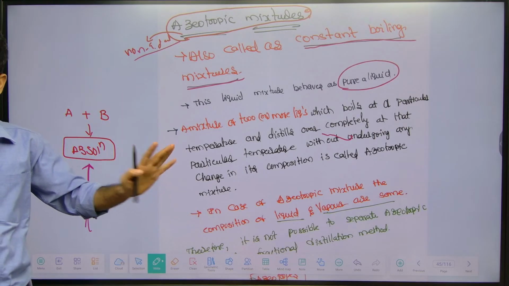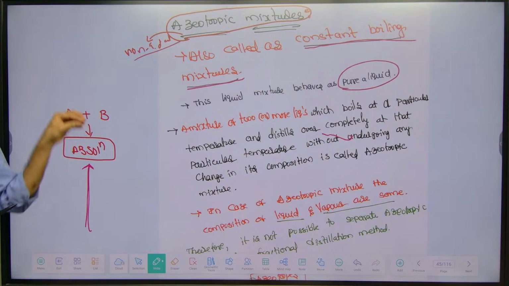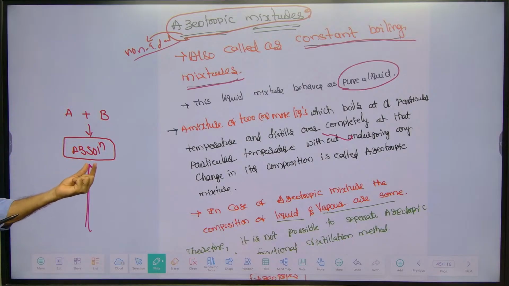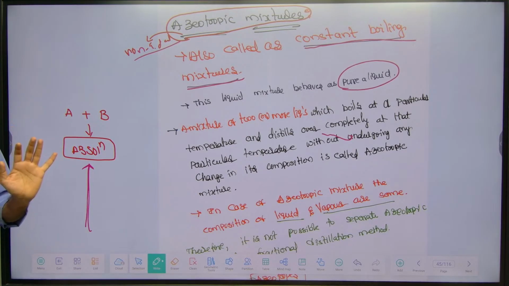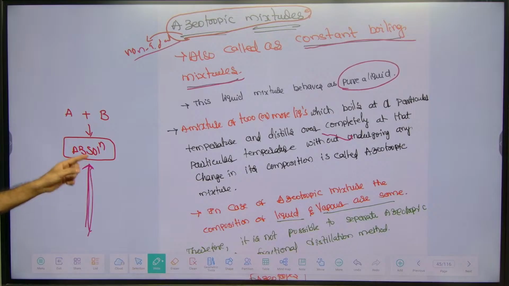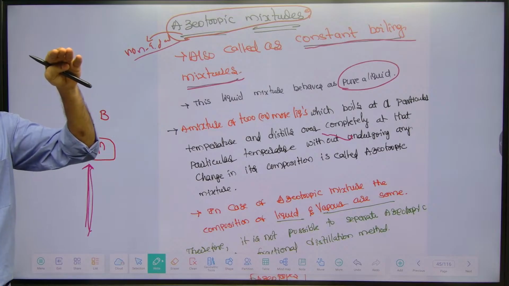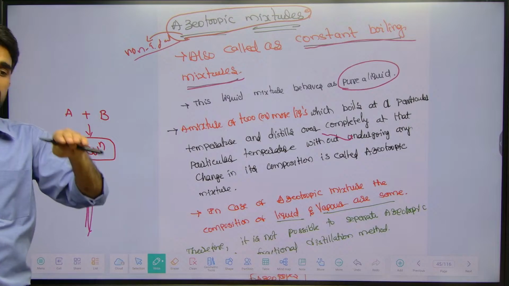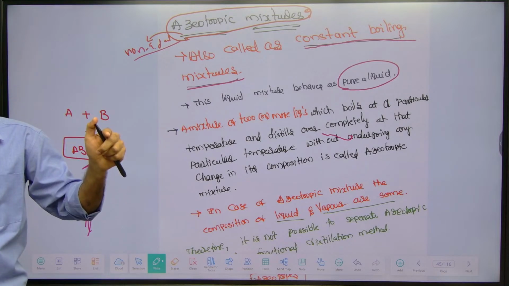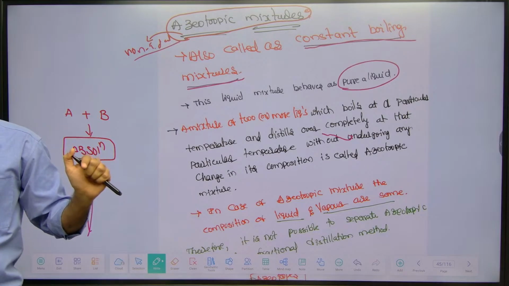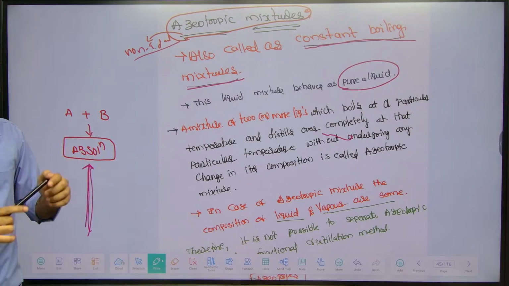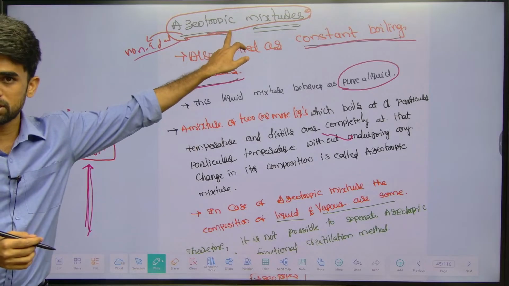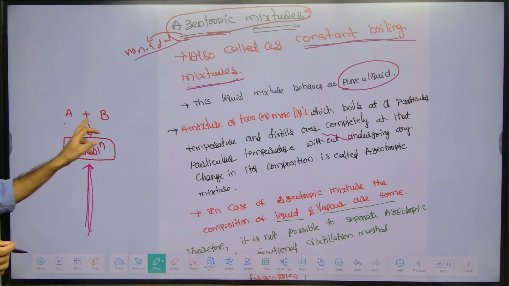Once again listen to what I am saying. I have liquid A and liquid B, and I mix them, so it will form a solution. Now I want to separate this solution. What do we do? If you heat this, the one with the lower boiling point converts into vapors, and the one with the higher boiling point stays in the liquid. The vapor and the liquid get separated. So this is what the distillation process is.